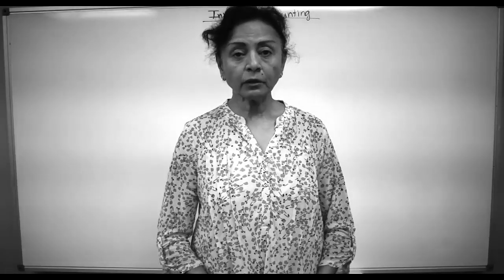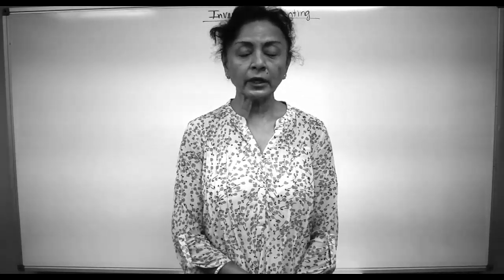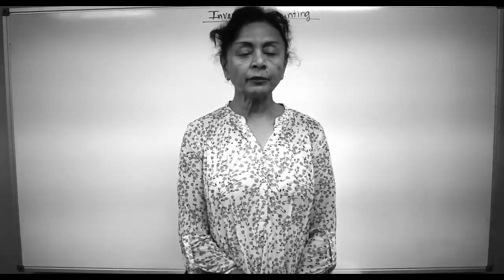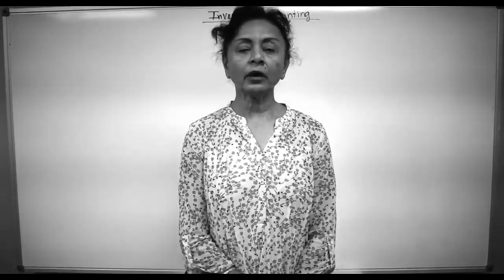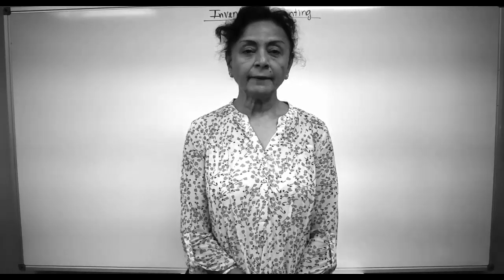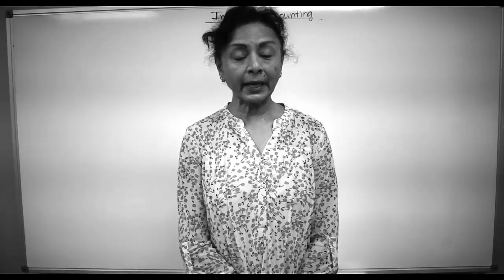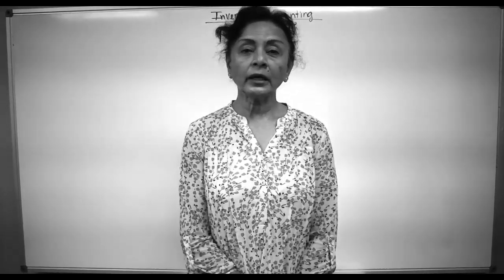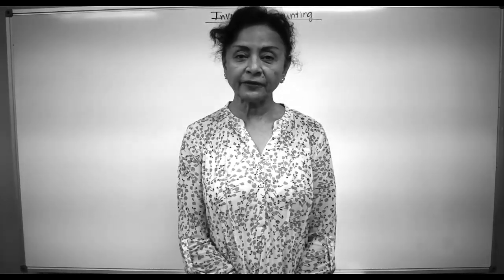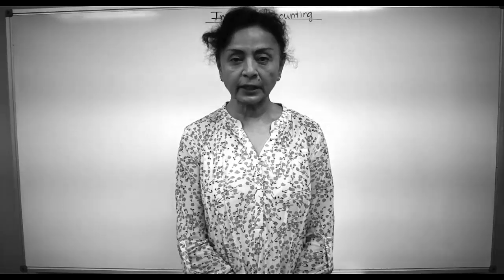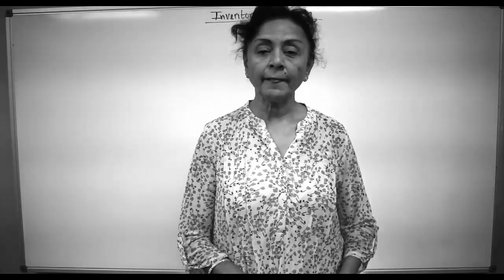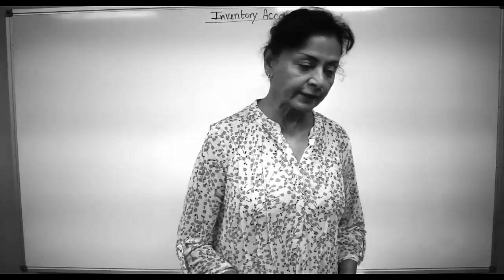In this video, we are going to work out problems on inventory accounting. First, we will go over entries for the perpetual system and then the periodic system. And then we are also going to do some calculations on inventory costing, that is FIFO, LIFO, and average costing. First, we are going to work on the perpetual system journal entries.